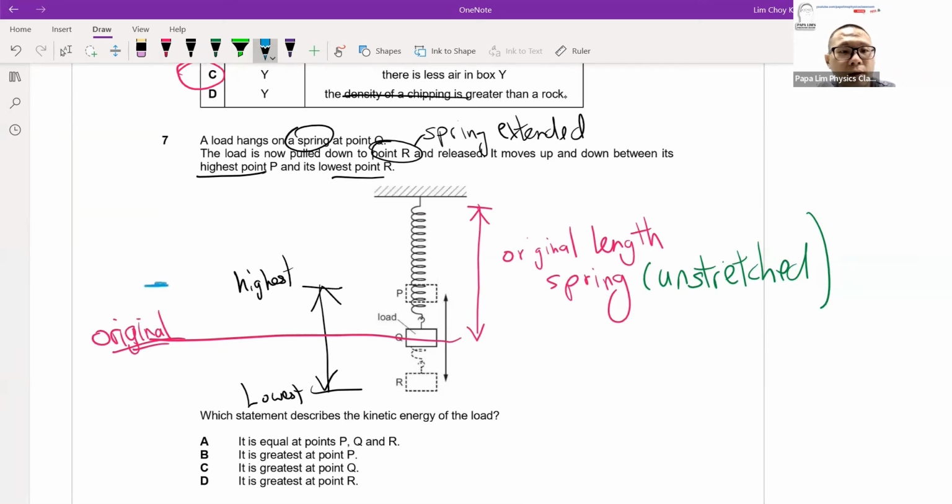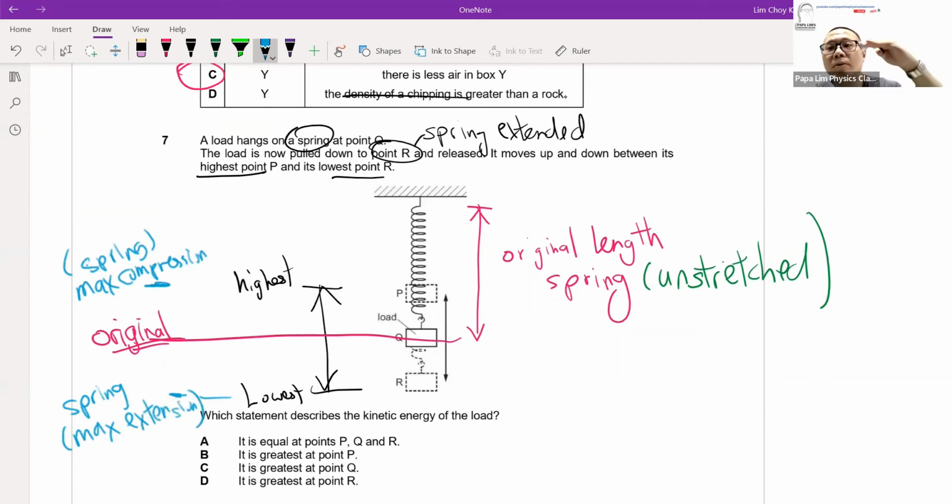If the object is at P, this is what we call the maximum compression of the spring, when the spring is being compressed. And at R, the lowest position, this will be what we call the maximum extension of the spring.